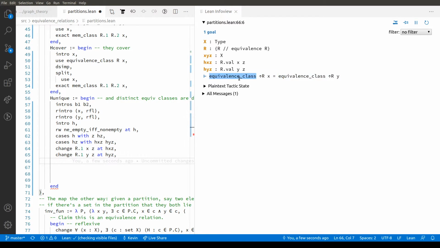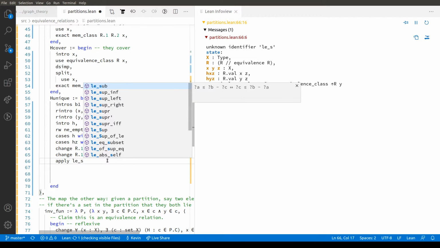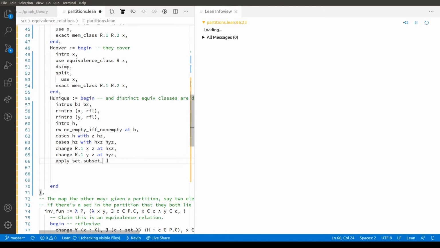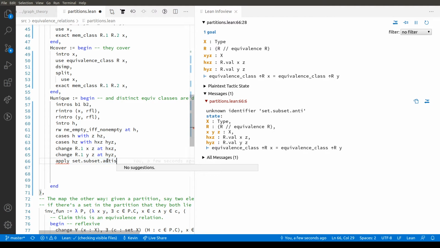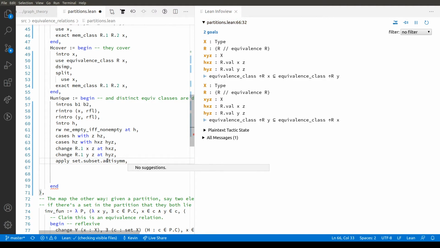And of course, two sets are equal if and only if they're contained in one another. So I could apply, what's that going to be called? LE antisim, or subset antisim or something. The subset relation is antisymmetric. If I apply the theorem that says the subset relation is antisymmetric, you see there it says, A is a subset of B and B is a subset of A implies A equals B. Then we now have two goals. We've got to prove that the equivalence class of X is a subset of the equivalence class of Y, and the equivalence class of Y is a subset of the equivalence class of X.